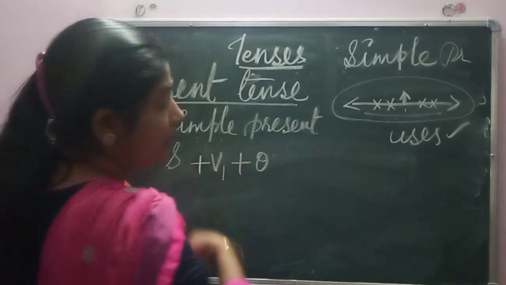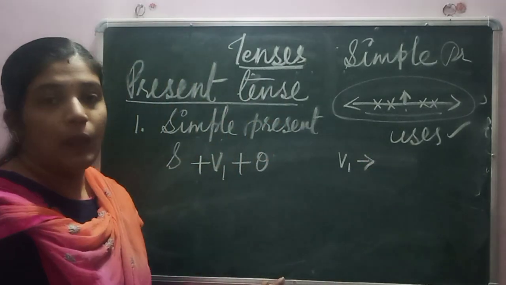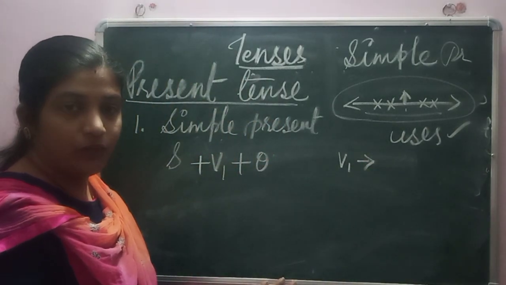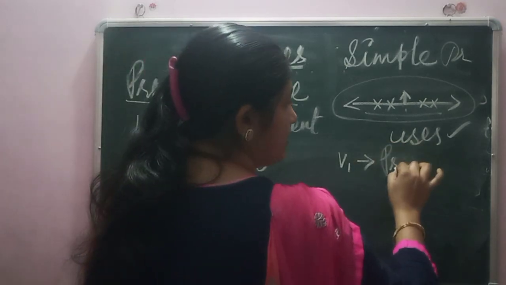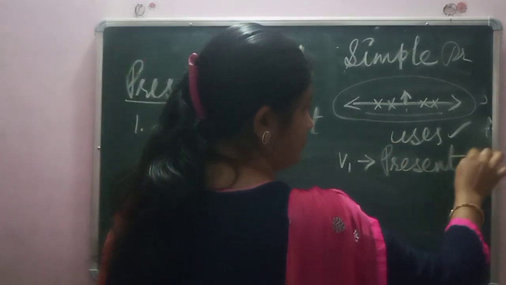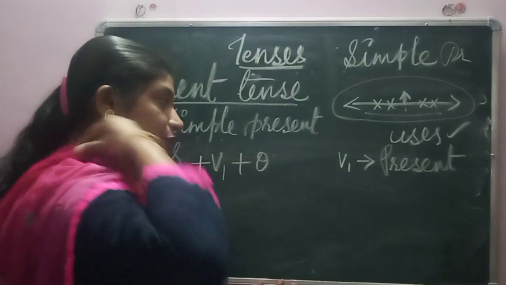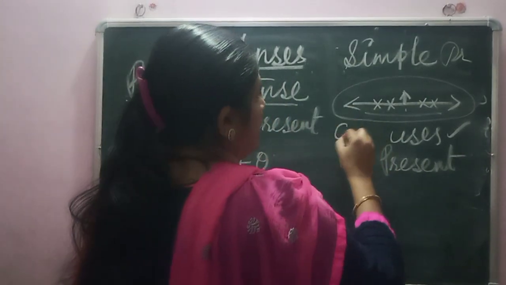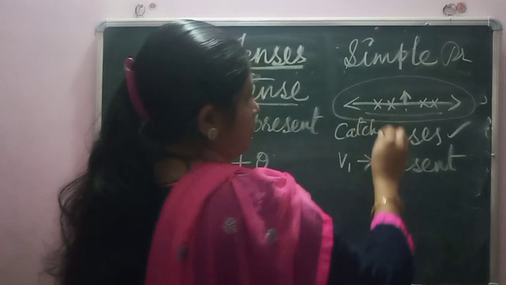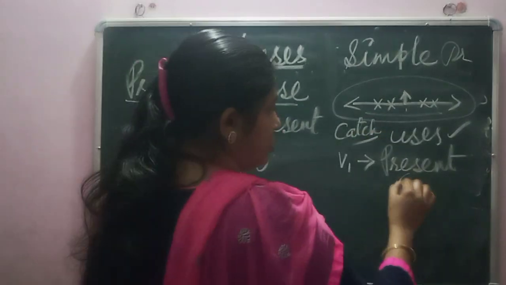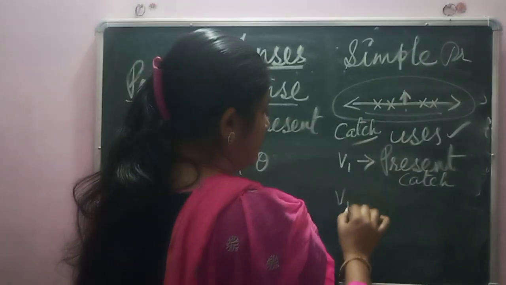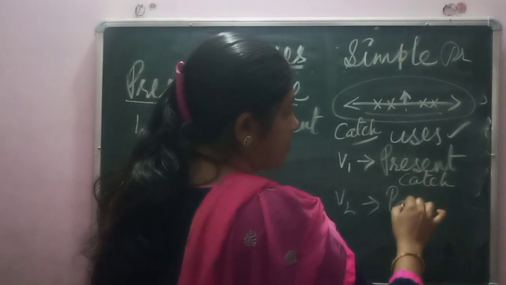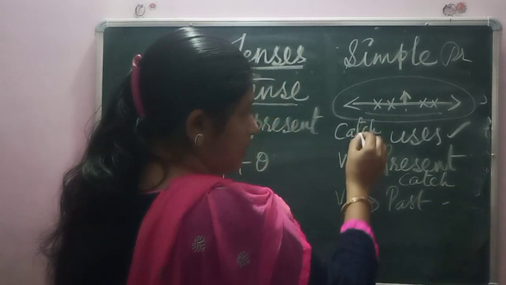What is V1? V1 is the bare form or the present form of the verb. V means verb. V1 is the present form of the verb. Clear? If you take the verb catch, so V1 is catch. Clear? Now V2 is here. That is the past form of the verb. That is caught.